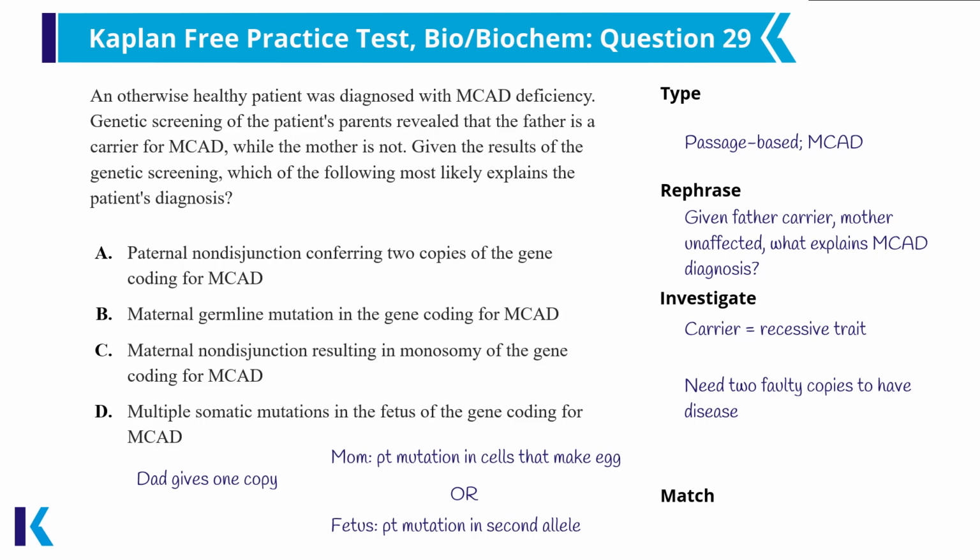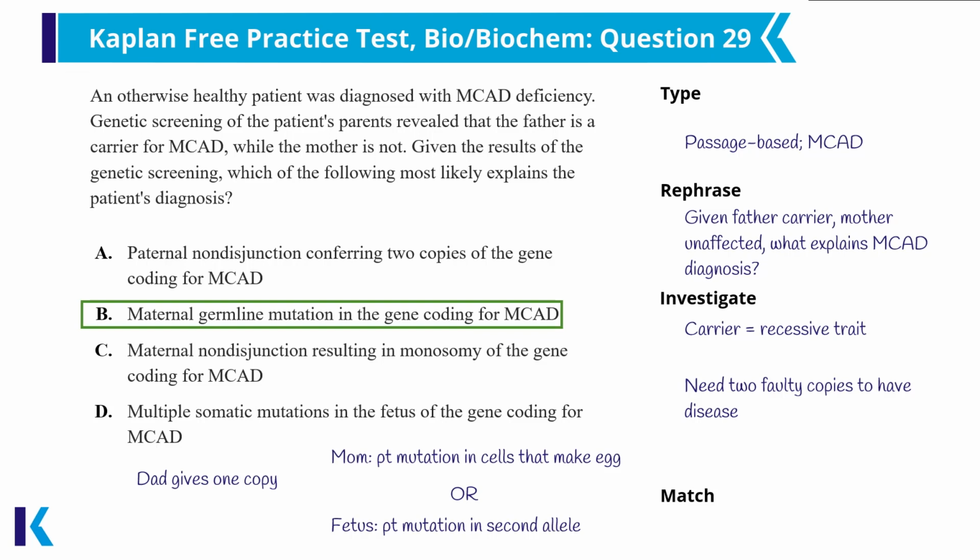It ends up matching really nicely to answer choice B. Germline means the cells that are going to produce gametes, so the eggs in mom. The faulty copy of the gene would not show up in the rest of mom's cells, which is why the genetic screening in the question stem tells us that mom isn't a carrier. The other answer choices are pretty interesting because I can now see how tough this question would be if I had to read through all the answer choices.